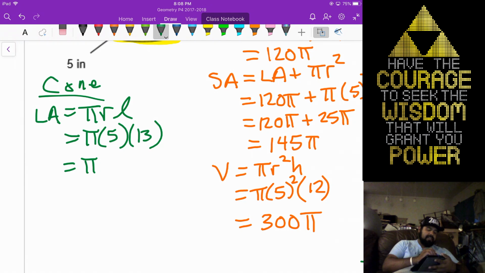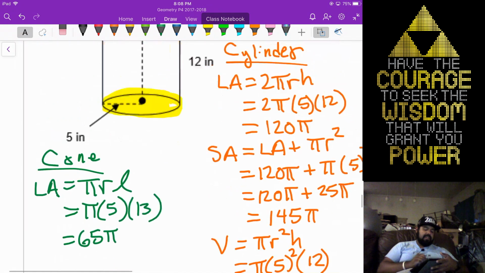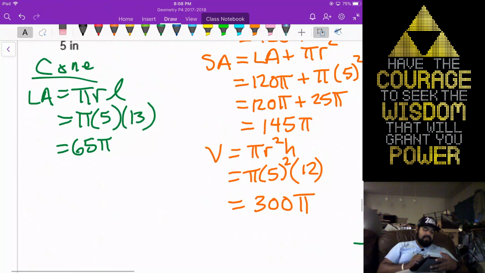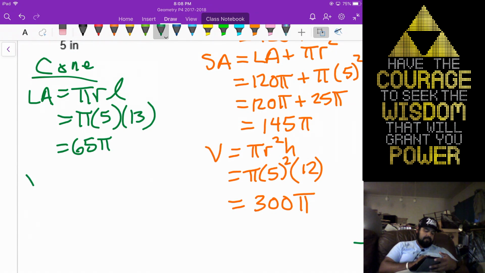$300, yay, I was right. So 13, 26, 39, 52, 65. 65 pi. I do not need the surface area because the base is covered. So now all we have left for the cone is the volume.